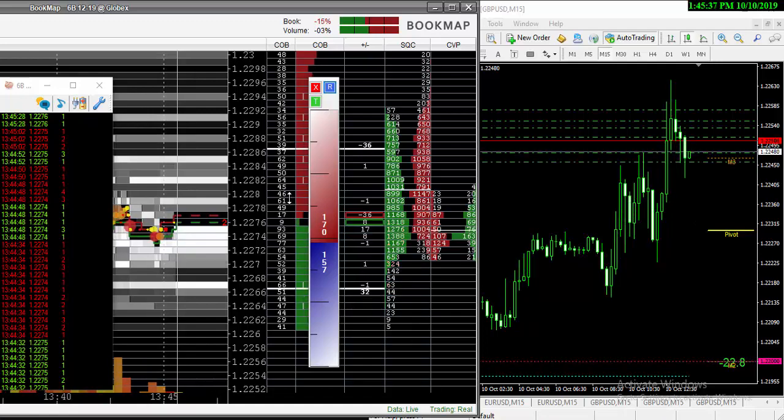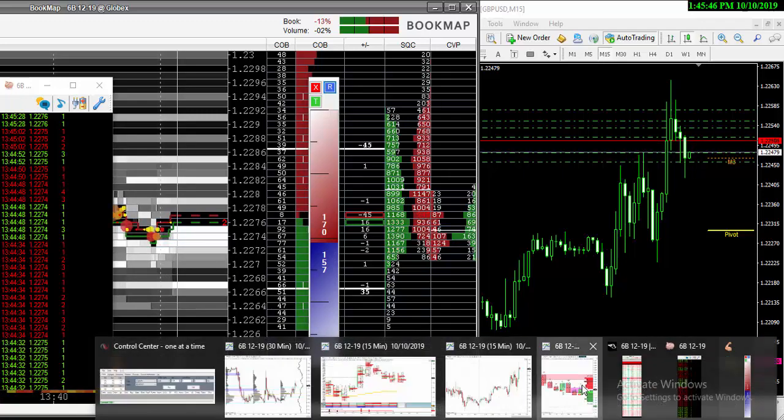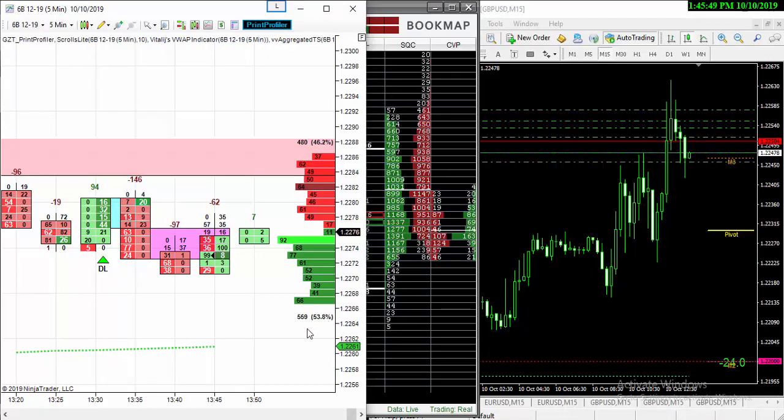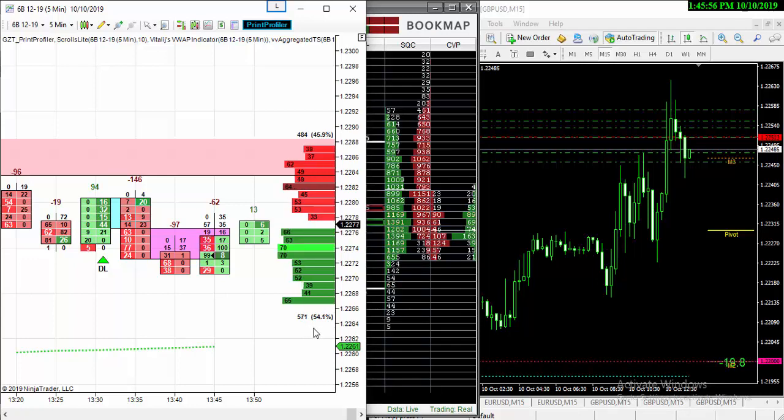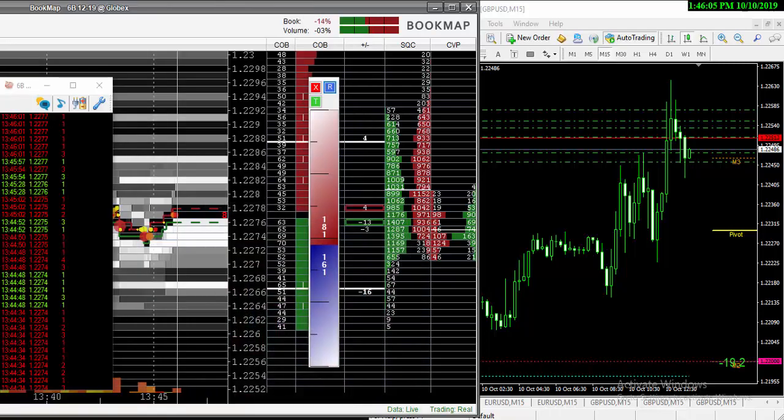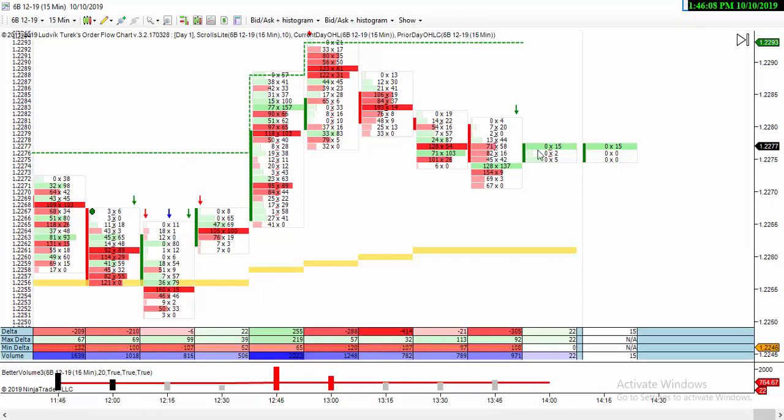Okay. Now let's see. Passive buyers interested more. We have 53% versus 45% now. So we are going to see price move higher now. We are almost getting to the VWAP, but we didn't really get up to the VWAP.